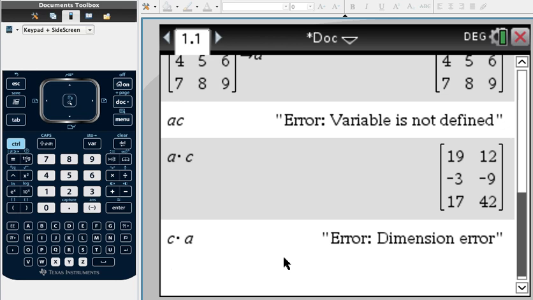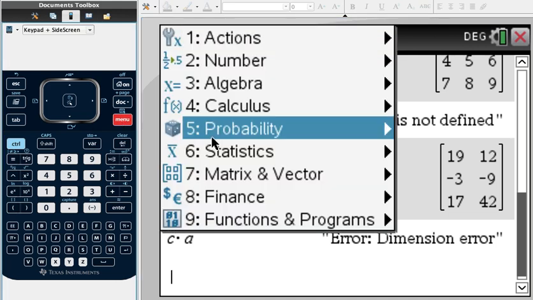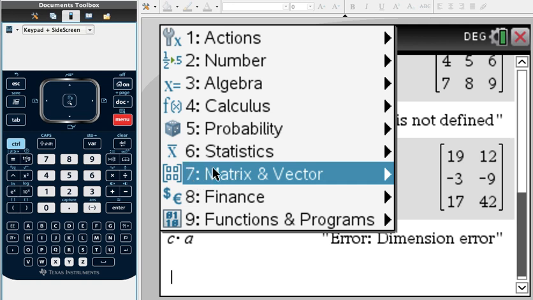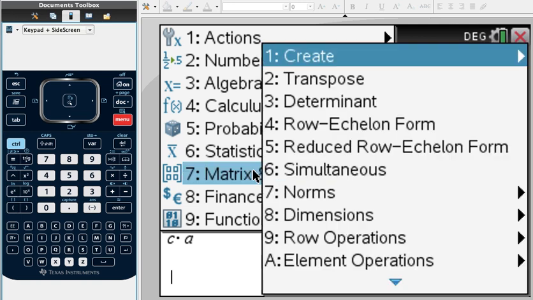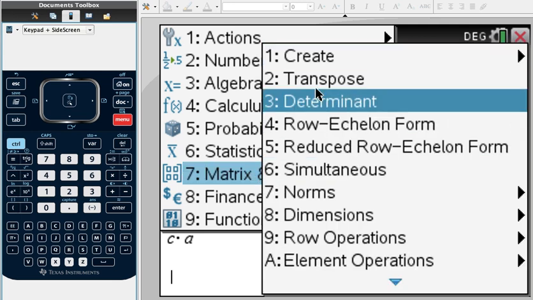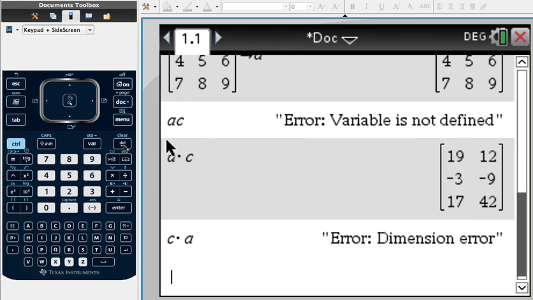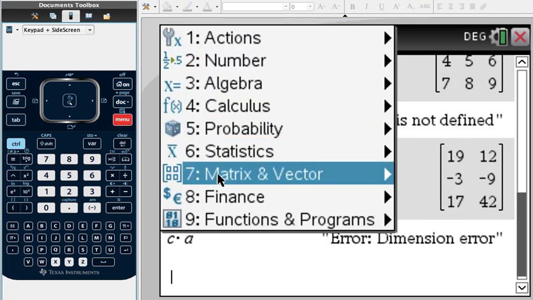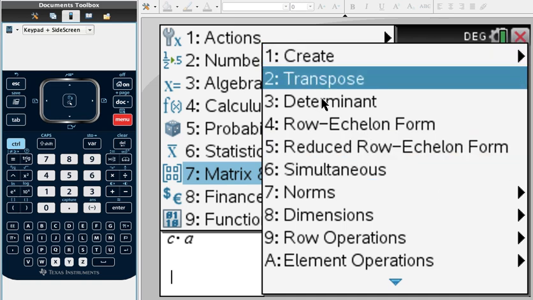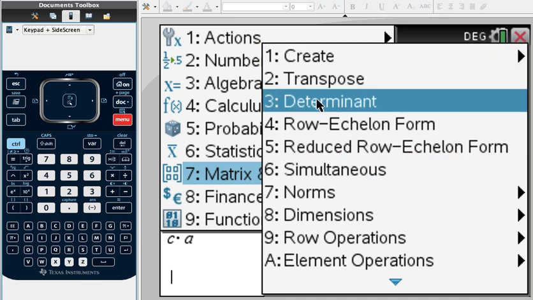The other thing I want to talk about is the determinants, and then the inverses. If you go into the menu here, you'll notice that there is one that's a matrix and vector menu. You can also create your matrices through here too. I like that button. It seems just a little bit quicker to me, but you can go back that way too. So menu and then matrix, you can create one here. But notice that the third one here is determinant.